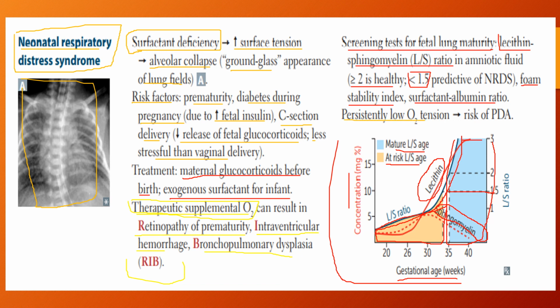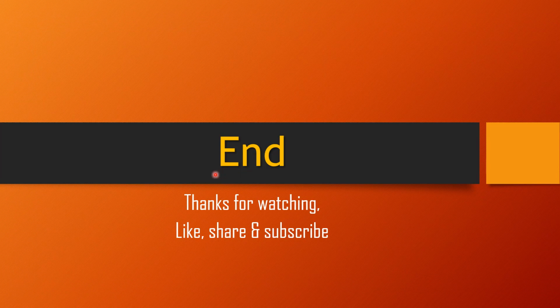Persistently low oxygen tension is a risk factor for PDA, which is patent ductus arteriosus. Here we are done with the embryology and embryological defects of the respiratory system. The next video will be on the anatomy of the respiratory system.